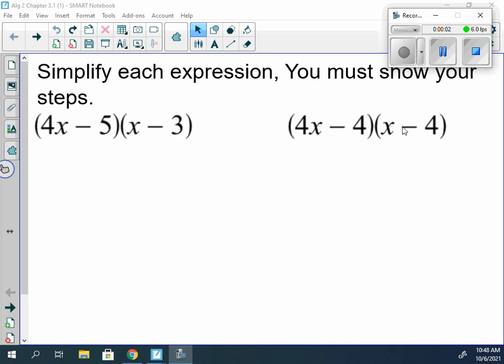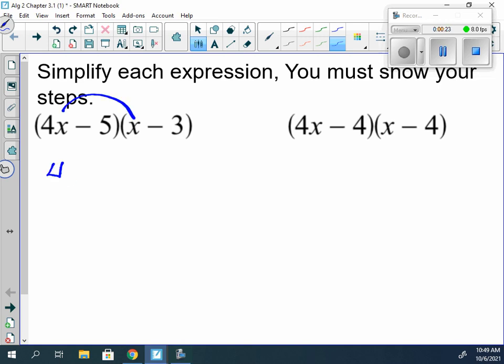All right, guys, so if we look at these here, we have (4x - 5)(x - 3) and (4x - 4)(x - 4). Now, if we were to multiply these together, how would we go about doing that? We would do 4x times x, and 4x times x is 4x squared. Then we would do 4x times negative 3.